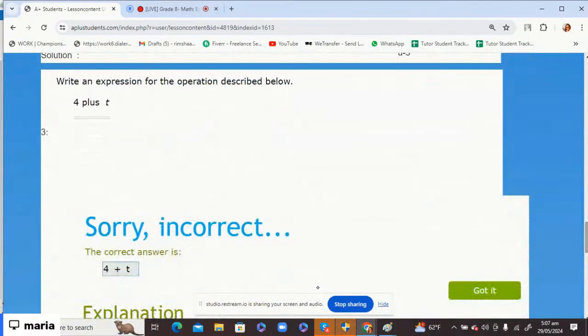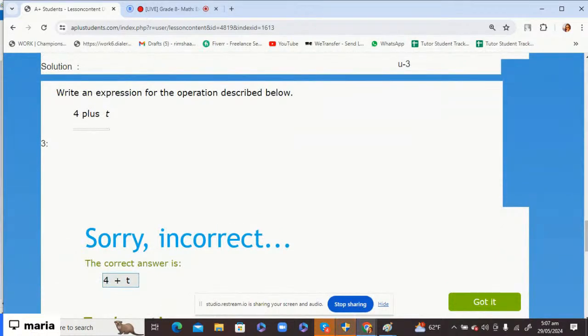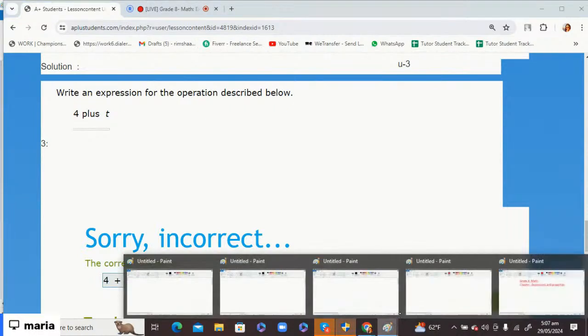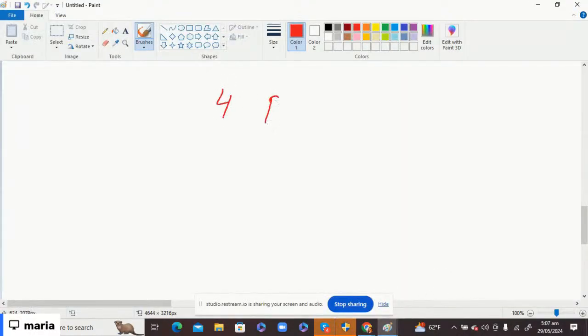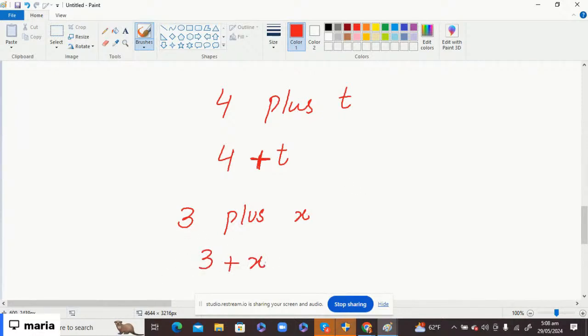Let's check another. Now here is addition. Plus as well as addition, both terms are used for addition. Write an expression for the operation described below: 4 plus t. It's simple. 4, then the plus sign, which is the sign of addition, with t. This is the expression. If I say 3 plus x, how can we write it down? 3 with the plus sign, x.